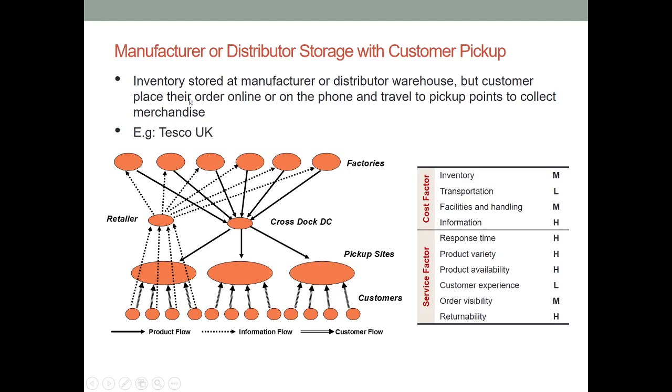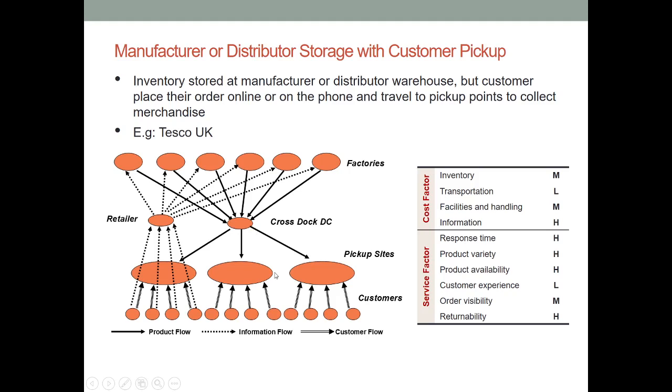All right, next is manufacturer or distributor storage with customer pickup. In this distribution, inventory is stored at the manufacturer. The keywords here are manufacturer and distributor storage. So the inventory is stored by the manufacturer or distributor, but customers place their order online or on the phone and travel to pickup points to collect the merchandise.